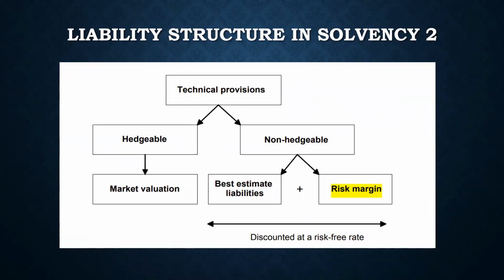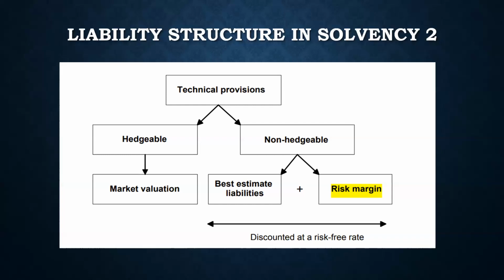The technical provision is split into two parts: hedgeable and non-hedgeable. Hedgeable are those whose value can be determined from the market, for which a secondary market exists. For example, shares: you are purchasing and selling the share every day, so there is a price at which you are doing that. That is market valuation. And if some life insurance liabilities have a ready-made price in some secondary market, that is market valuation. However, for most life insurance liabilities, this is not possible.